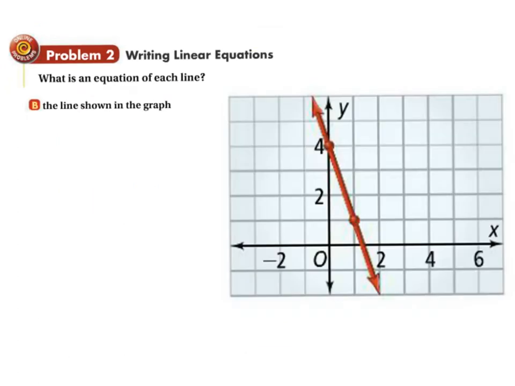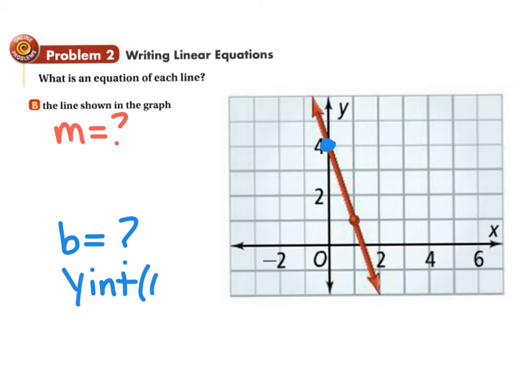Now in order to write the equation of this line, we need to know what the slope is and what the y-intercept is. The y-intercept is where it crosses the y-axis, which is right here. So my y-intercept is at (0, 4), which indicates that the b value is 4. For the slope, we can use the first coordinate we're given there, as well as this other point to find the slope from the graph.